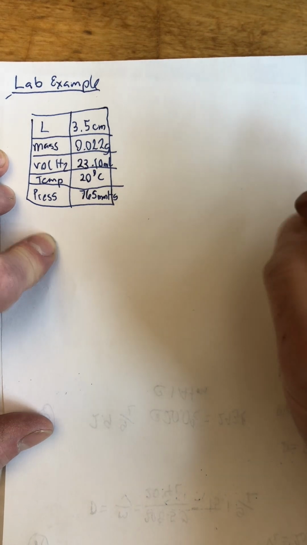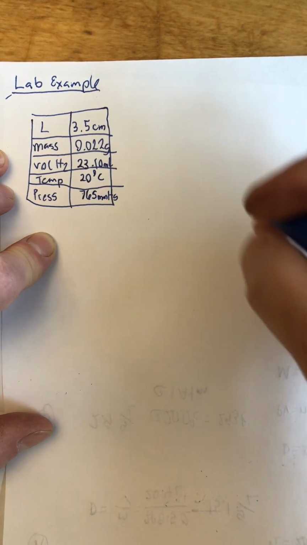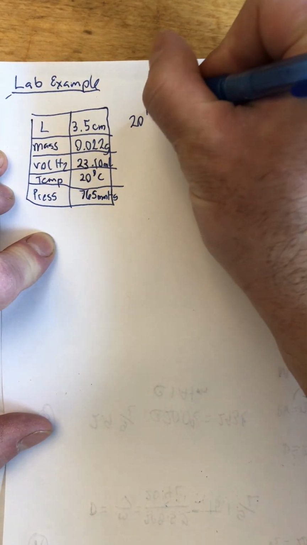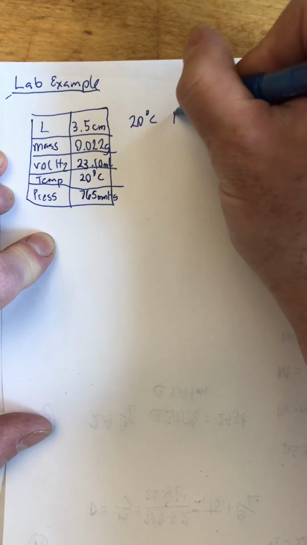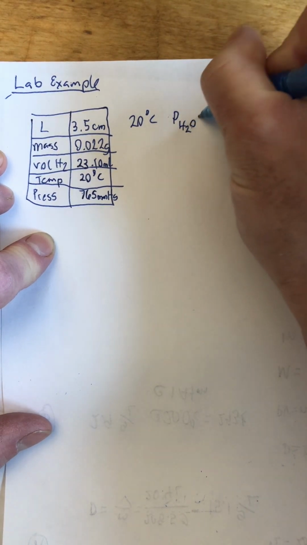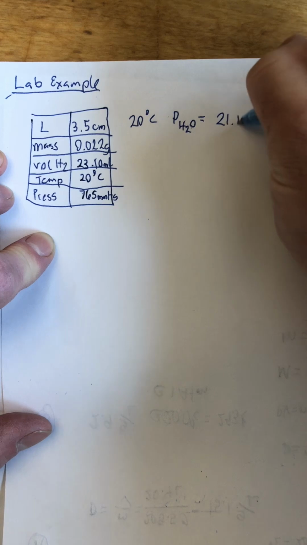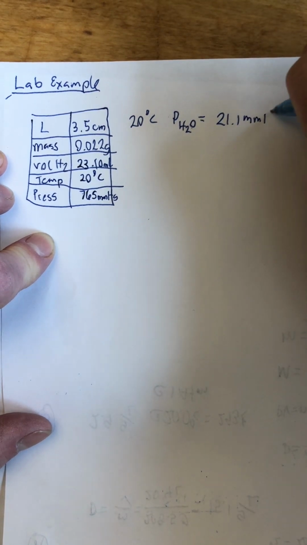Alright, so that's the data that we're given. We're also told that at 20 degrees Celsius, the partial pressure for the water is equal to 21.1 millimeters of mercury.